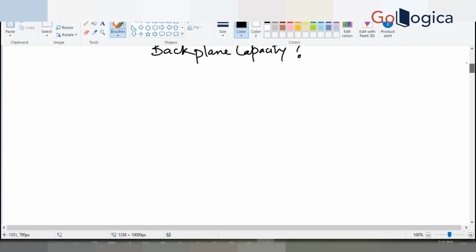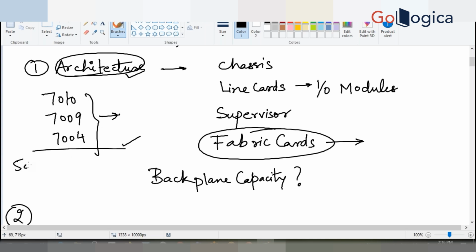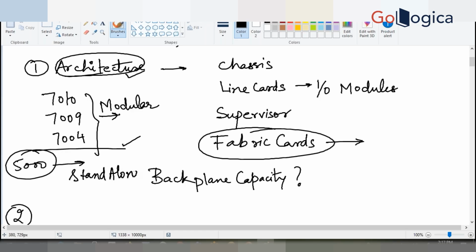The second thing we are going to cover here is, as soon as I complete the architecture, I am going to talk about 7010, 7009 and 7004. I don't know which kind of chassis you are using in your environment. I am going to talk about all the 5,000 series boxes. These are modular. What do you mean by modular? What do you mean by standalone? All the basic concepts I am going to touch here. And then 2000 series and then 1000 series as well.